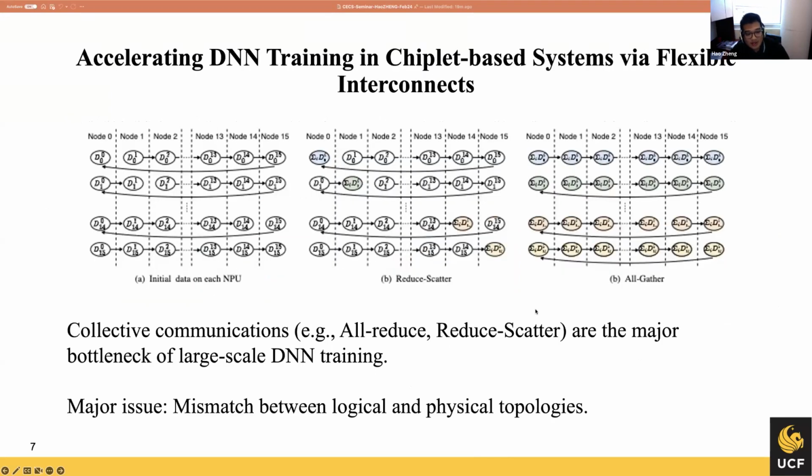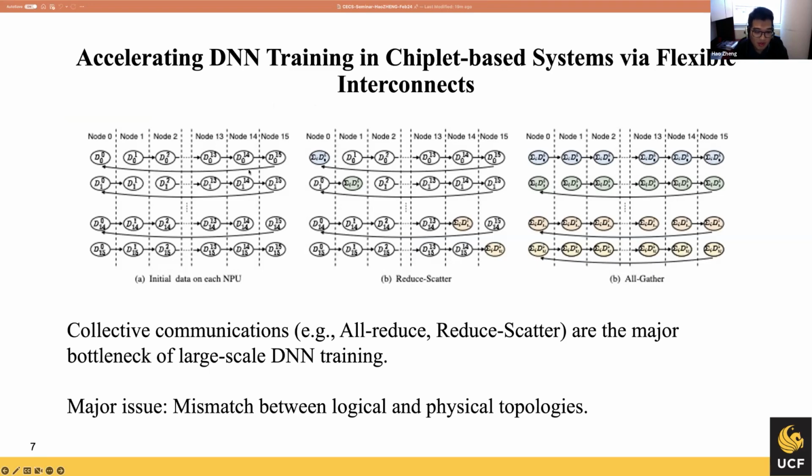So we already discussed the DNN inference. So next project, we did some work on accelerating DNN training in the chiplet-based system via flexible interconnects. Right now, people mostly focus on how to scale out the system by distributing the DNN training to multiple computers or servers.